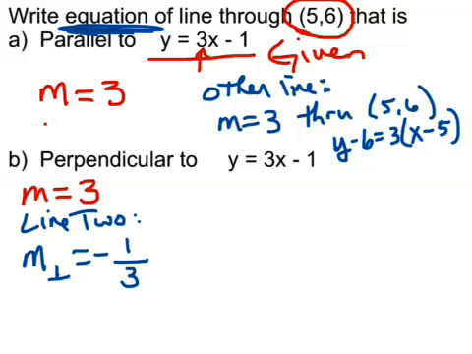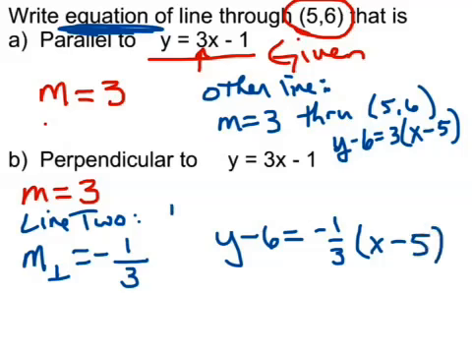Notice I'm not drawing any graphs on the board. We drew a graph on the previous page to show how this is correct. But we just know. We know these lines are perpendicular because their slopes are opposite reciprocals. All right, and the final answer would be y minus 6 equals negative 1/3 times the quantity x minus 5.